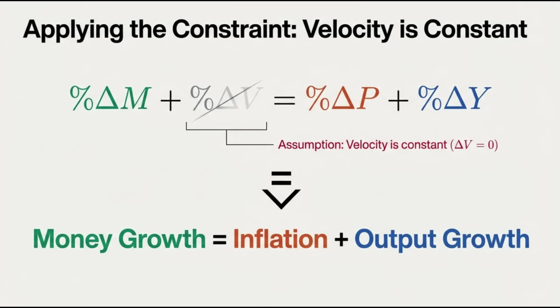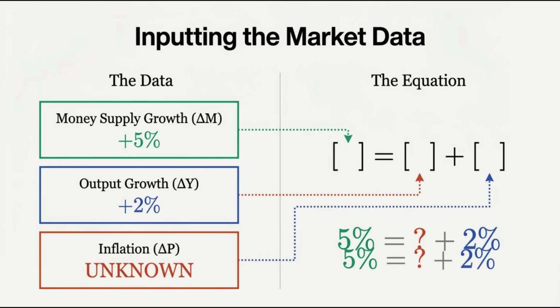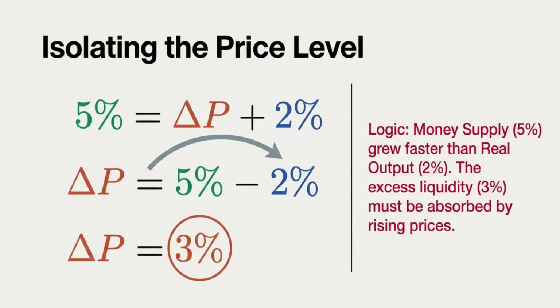Finally, let's just plug in the numbers. The source says the money supply grew by 5%, and real output grew by 2%. So using our simple formula, 5% equals inflation plus 2%. That means inflation has to be 3%.